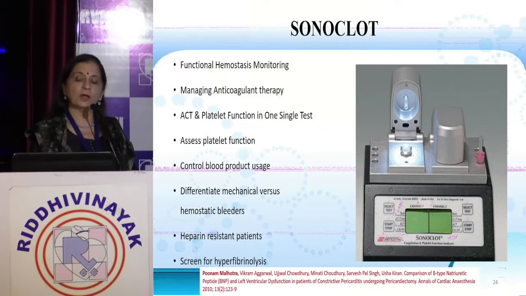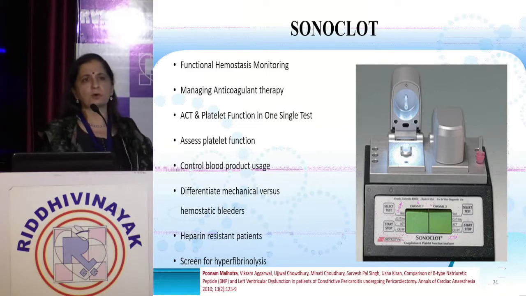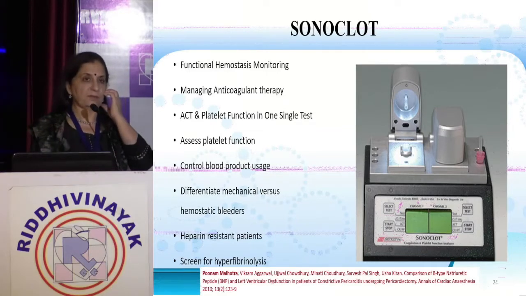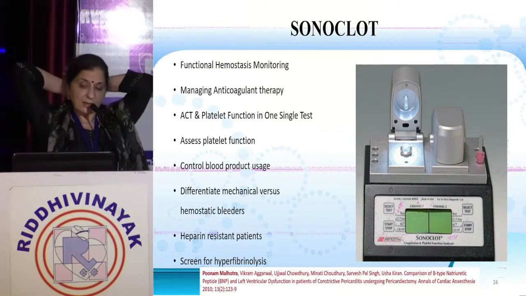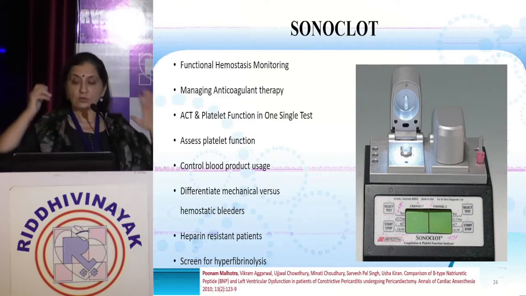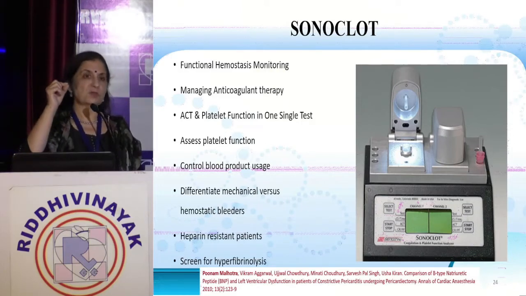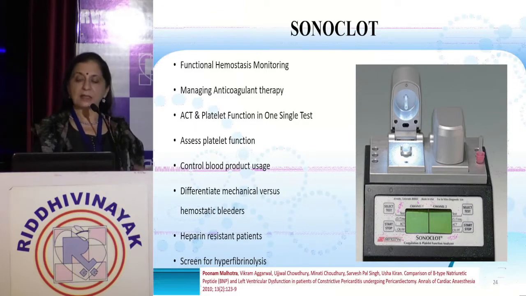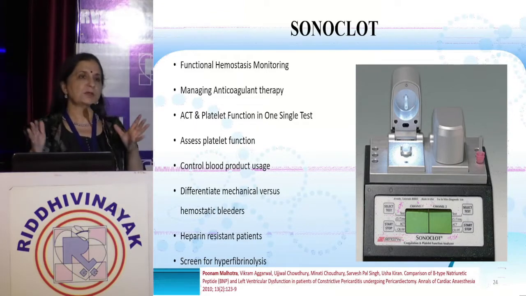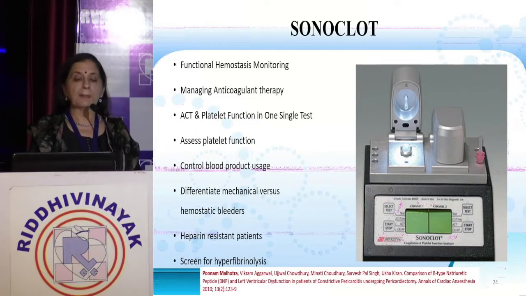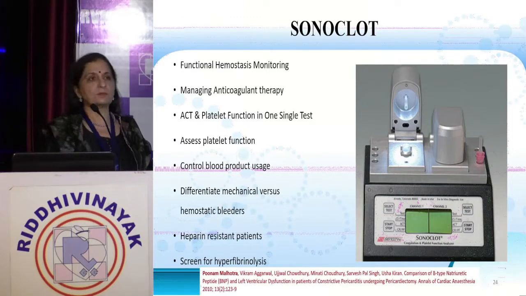So that's the sonoclot machine. It's more or less like the Hemochron or the Medtronic ACT machine that you use. It has 1 or 2 channels. The 2 channels house a cuvette, a small cuvette. You can see the space. That's the electromagnetic field that it works on, and it is attached to a laptop. It controls all blood product usage.